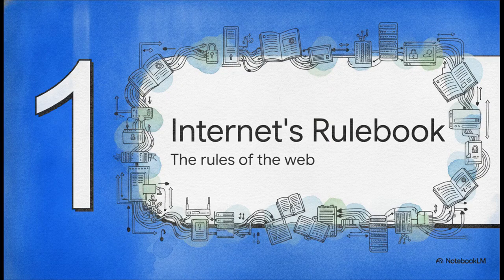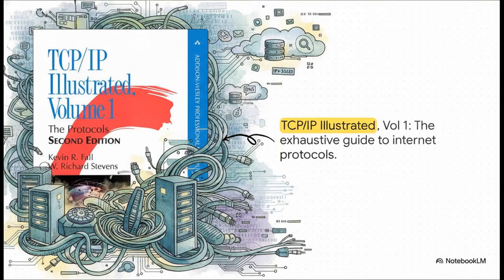Section 1. The internet's rulebook, the rules of the web. It is so easy to just think of the internet as this sort of wireless magic, right? But the reality is it's actually built on incredibly strict, literal protocols. To give you an idea, check out TCP/IP Illustrated, Volume 1 by Kevin Fall and W. Richard Stevens. This incredibly exhaustive guide is well over 900 pages long, and it covers the whole shebang. Everything from the physical link layers that connect the actual cables, all the way up to the domain name system that translates our web addresses.